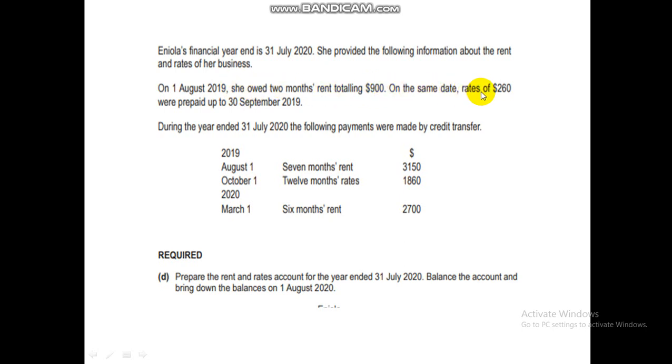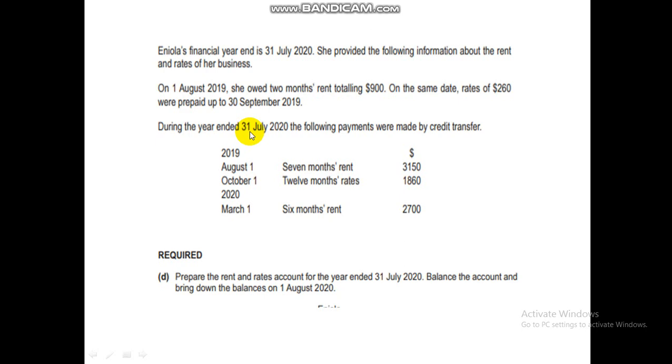On the same date, rates of 260 were prepaid up to 30th September 2019. It shows that this amount for the rates is paid in advance, that is prepaid. So this will be shown as a debit balance and the rent owed will be shown as a credit balance at the same time in the rent and rates account of Eniola.